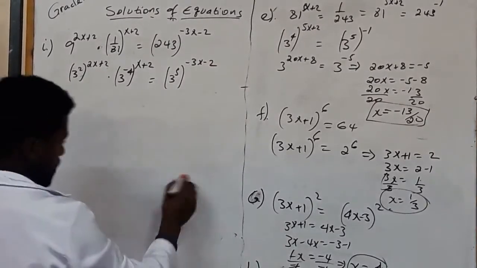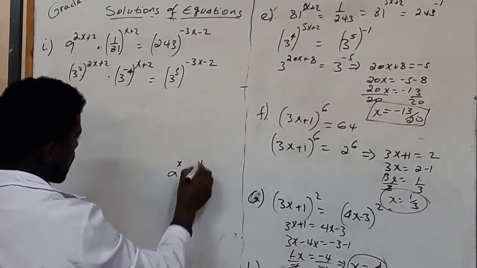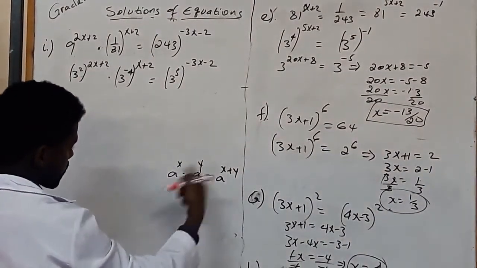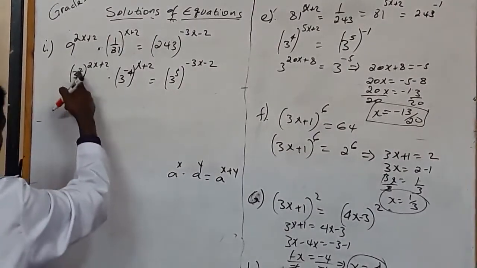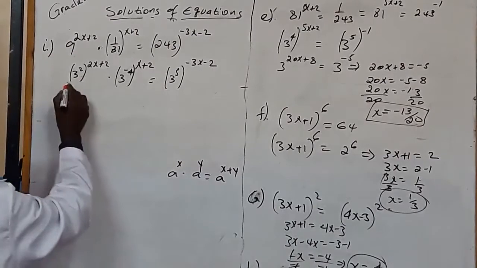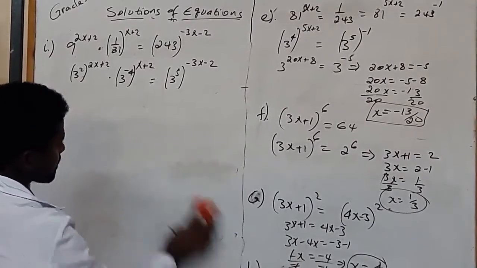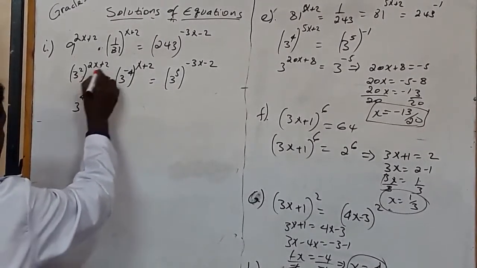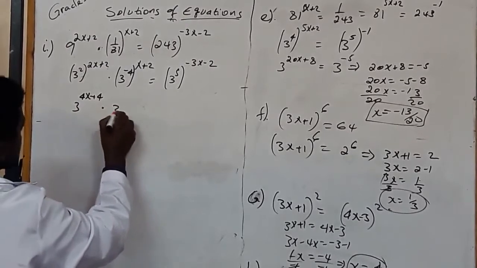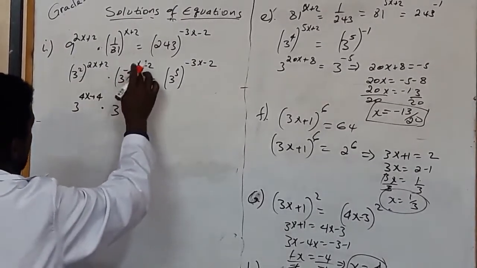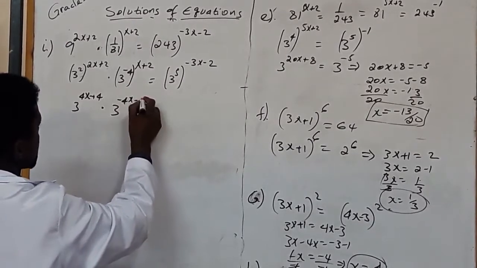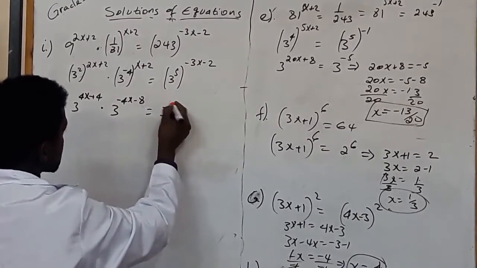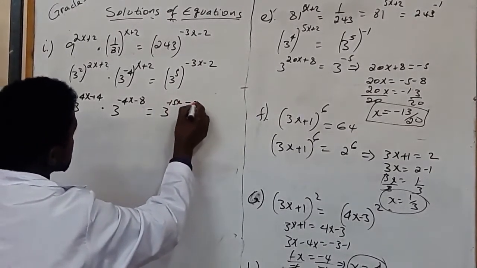Now, when you multiply, remember that a to the power of x times a to the power of y can be written as a to the power of x plus y. Don't forget, when you are doing multiplication of the numbers, we have to add exponents. So the bases are the same, and first let us multiply the first one. So it becomes what? 3 to the power of 2 times 2x is 4x. 2 times 2 is plus 4, times 3 to the power of negative 4x. Negative 4 times x is negative 4x, minus 8. Negative 4 times 2 is negative 8. Is equal to 3 to the power of 5 times negative 3 is negative 15x minus 10.